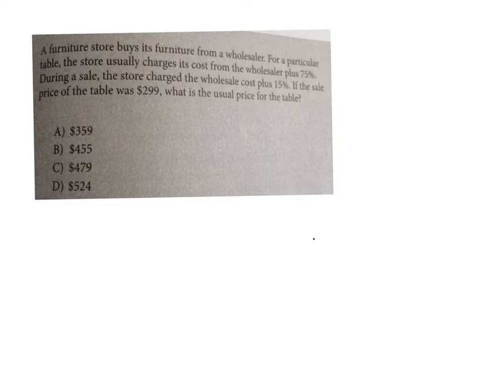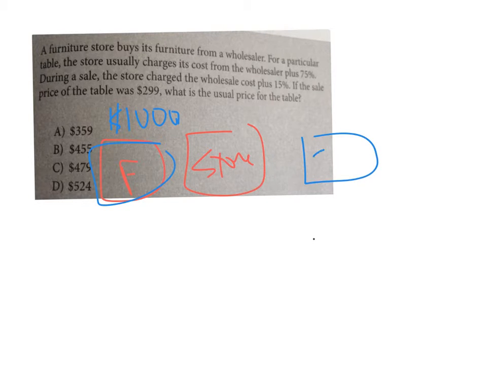A furniture store buys its furniture from a wholesaler. For a particular table, the store usually charges its cost from the wholesaler plus 75%. These stores buy their stuff, in this case the furniture, from one place. Let's say they bought it for $1,000, and then they sell it for the cost plus 75%. So they add $750, which means they sell it for $1,750.